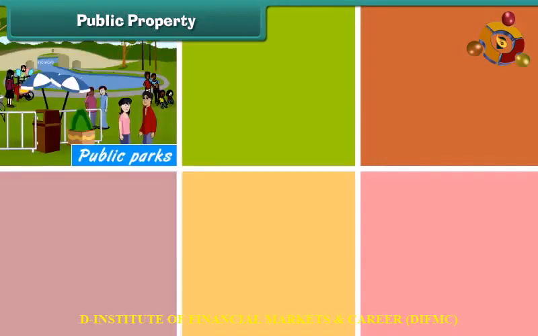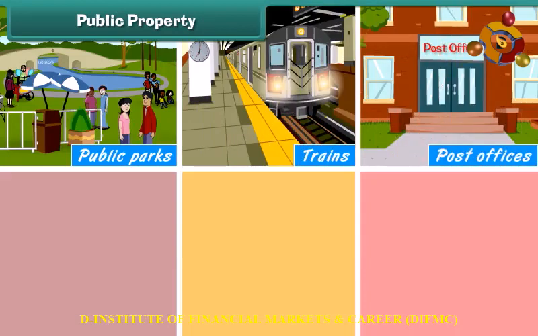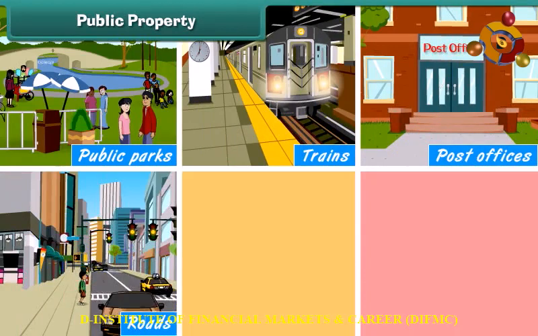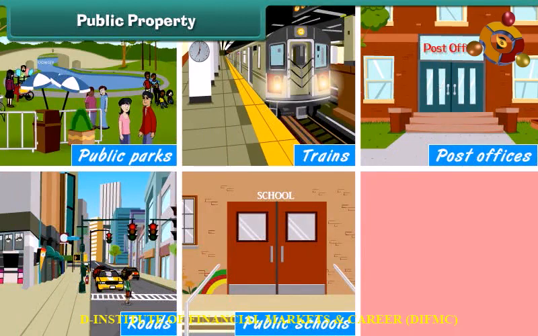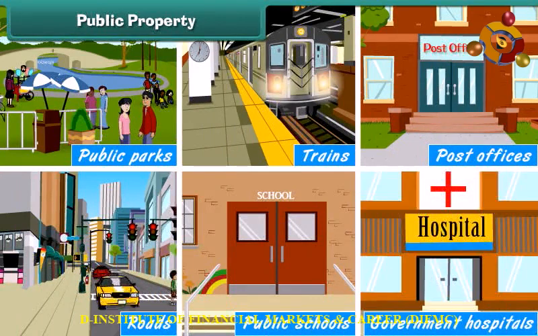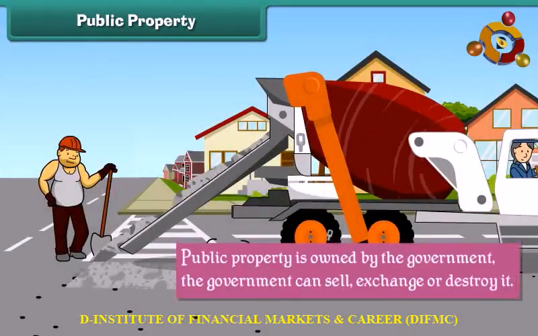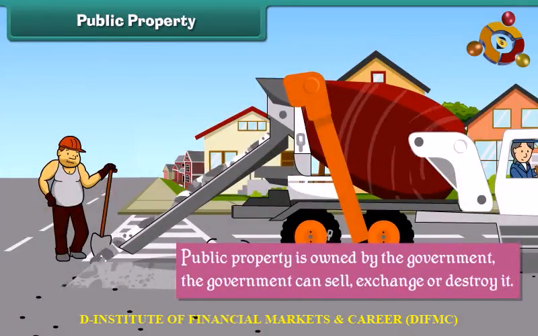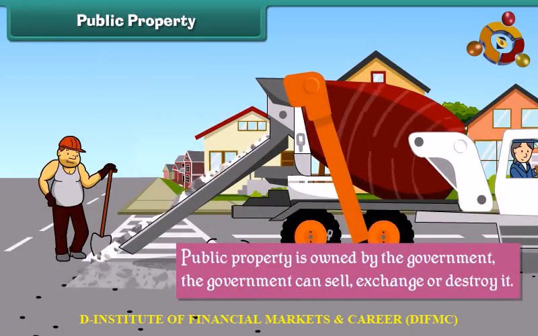Public parks, trains, post offices, roads, public schools, public colleges, and government hospitals are all public properties. Since public property is owned by the government, it can sell, exchange, or destroy it.